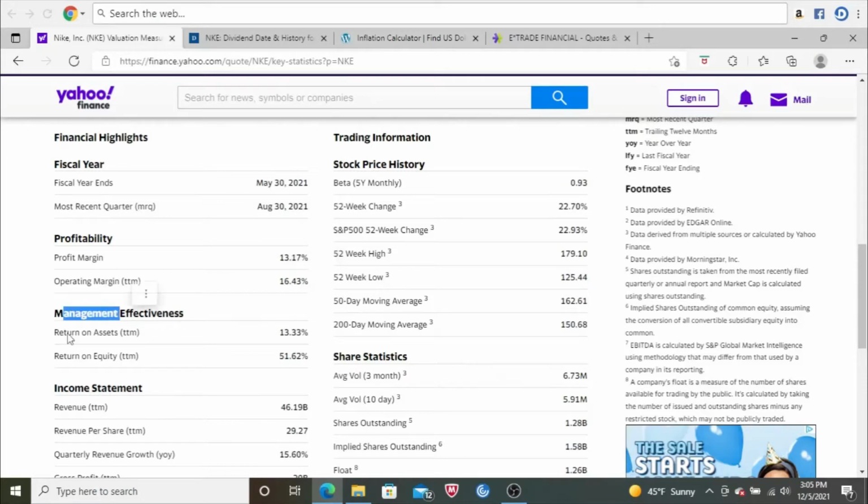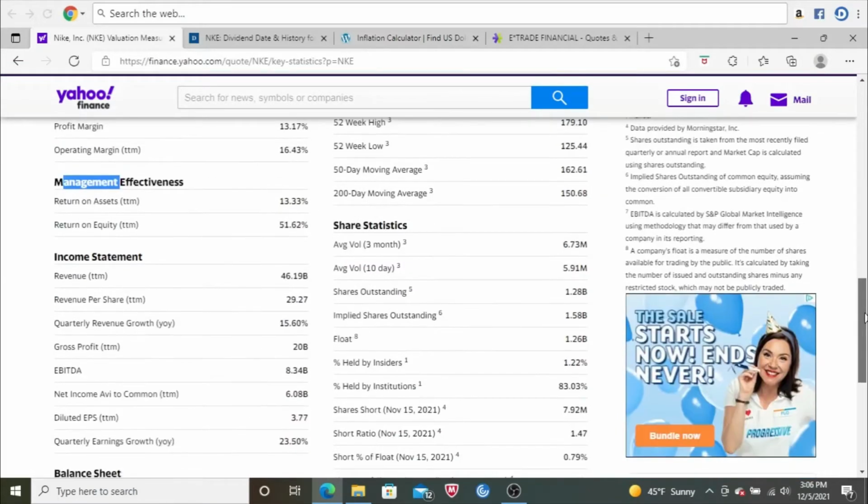So this management effectiveness is where I look next. I want to make sure the return on assets and return on equity percentages are at the very least positive. Higher is definitely better as always, but at least positive on those percentages. If those percentages are negative, I will not invest. There's nothing else that I could see. I would probably end my analysis right now if I saw that these percentages were negative. I would move on to the next company. So that's how firm I am on that.